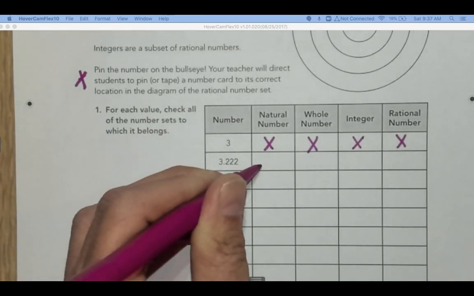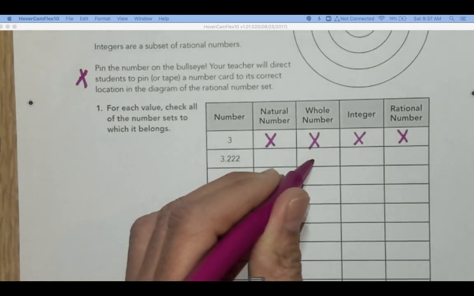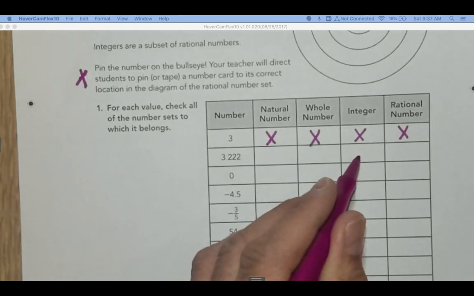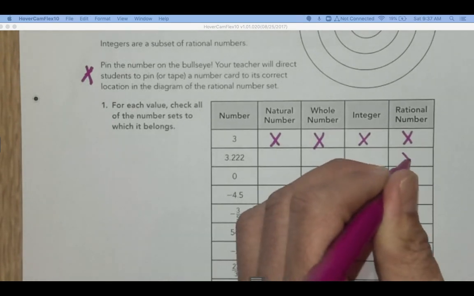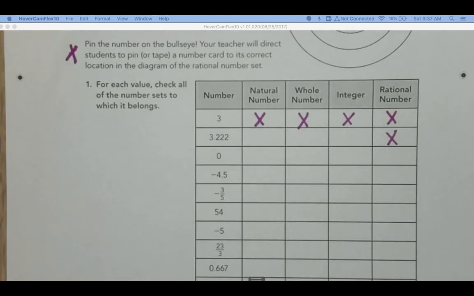3.22222222, that is not a natural number because it is not like 1, 2, 3, 4. It's not a whole number because it's not 0, 1, 2, 3, 4. It's not an integer because it's not negative 1, 0, 1, 2, 3, 4. It is a rational number, though, because it can be written as a fraction. In fact, it would be 3 and 2 over 11.